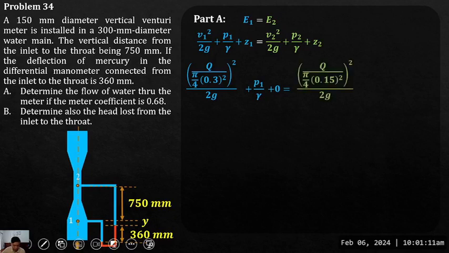So, V2, that is also unknown. So, Q over A pa rin natin kasi Q yung hinahanap. Iisa lang yung Q natin. So, that's Q over area pi over 4 times 0.15 square. 150 mm kasi yung diameter sa 0.2. Over 2G, then pressure 2 plus Z2 natin. So, relative sa 0.1, 0.1 yung datum line natin.